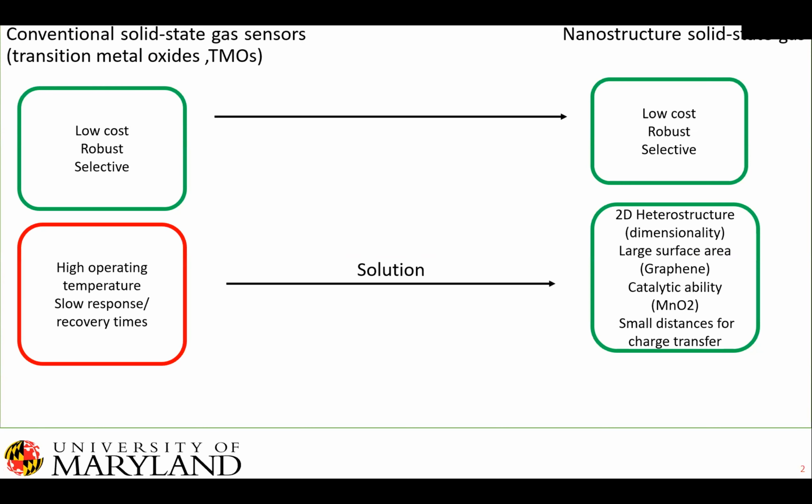So gas sensors are needed in different industries to map gas toxicity, such as greenhouse gases, VOCs, and viruses. Traditionally, gas sensors are low cost, robust, and selective. However, the TMOs need high temperature in order to operate, which slows down its response and recovery time, which also can impede on its selectivity. So our proposed gas sensor aims to solve this problem.